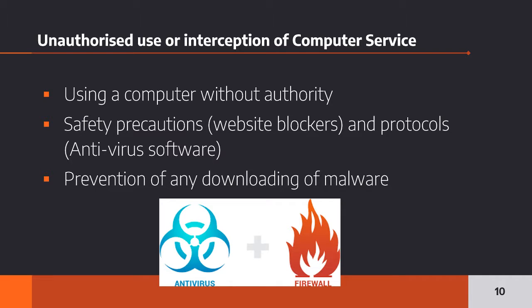So unauthorized use or interception of computer service. This means using a computer without authority to view or download any material online from unauthorized websites, or in other cases, non-secure websites. To prevent this, we can have safety precautions, otherwise known as website blockers, and protocols such as antivirus software. It is to prevent any downloading of malware, and in the case of it being downloaded, the antivirus software will help us detect and delete the virus.